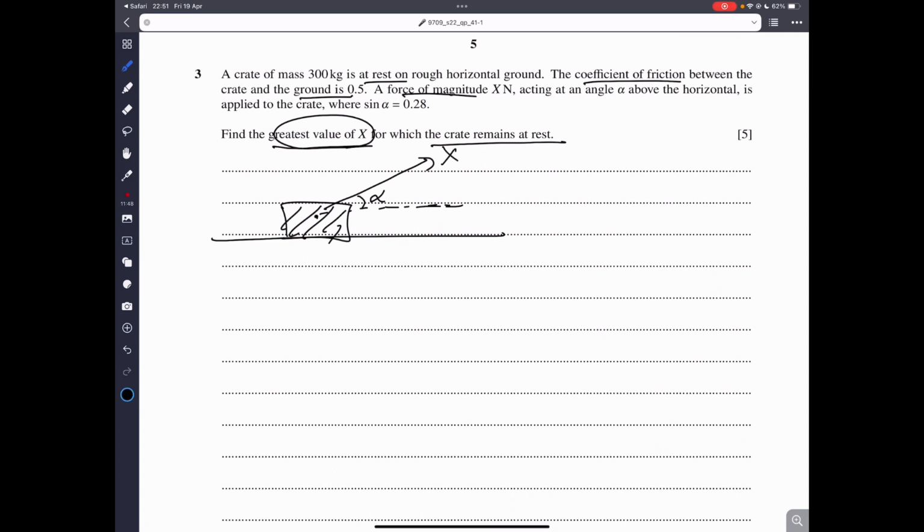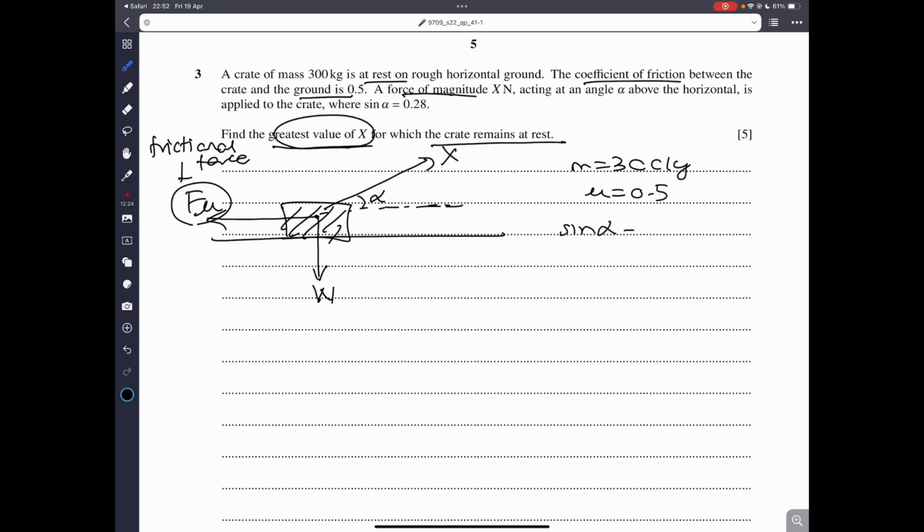Okay, this alpha, this is the force x. And remember, it does not say so, however, we know that there's a weight down here, the weight of the box, and the resistance, F_u. F_u is basically the frictional force. You can use any annotation for the frictional force. I use F_u because it's just simpler. So now let's write what is given. The mass is 300 kilograms. Mu is equal to 0.5. Sine alpha is equal to 0.28.